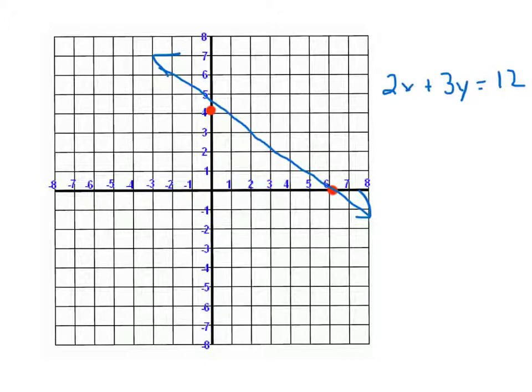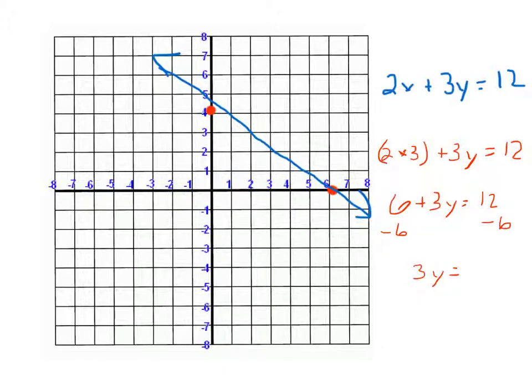Let's see, so we said 3 for x, so 2 times 3 plus 3y will equal 12. So 2 times 3, so we'll have 6 plus 3y equals 12. We subtract 6 from each side, and we have 3y equals 6. And 3 times y equals 6, so y equals 2. And that's correct. You see that right here? If we put in a 3 for x, we get out a 2.